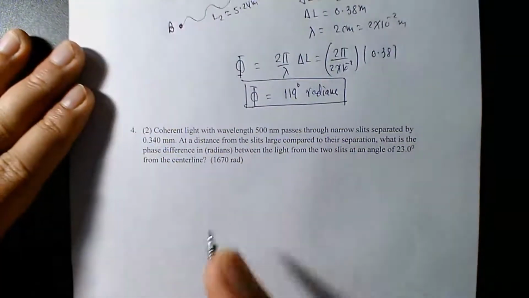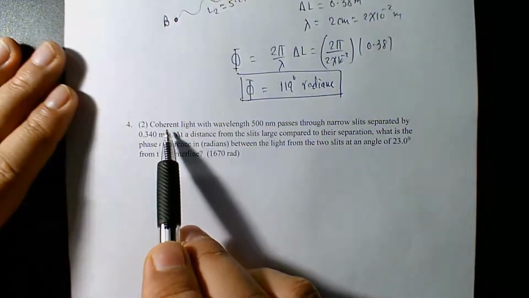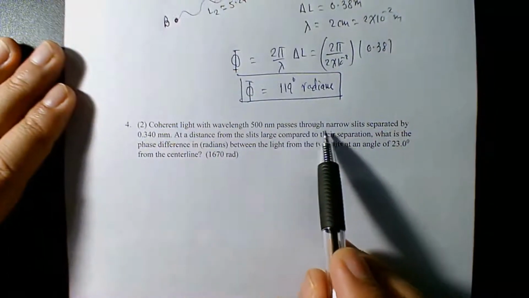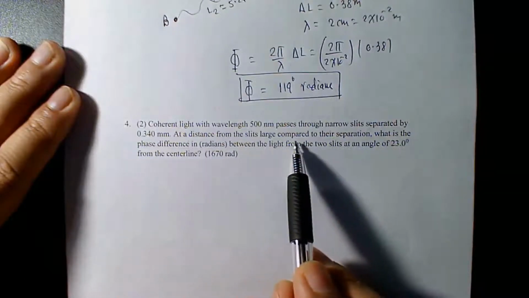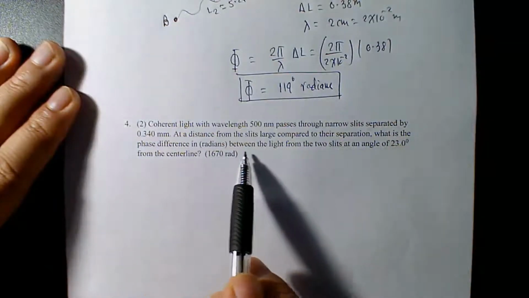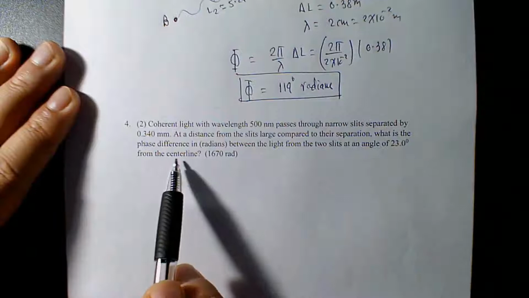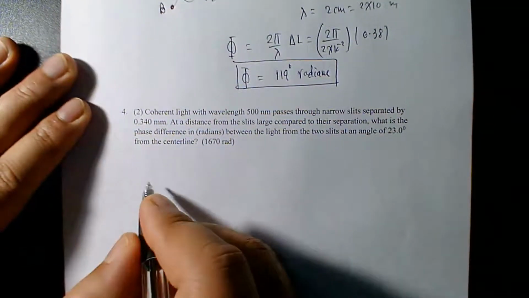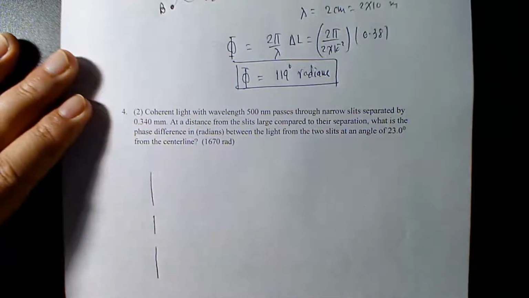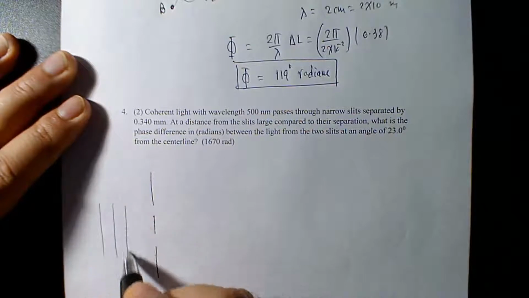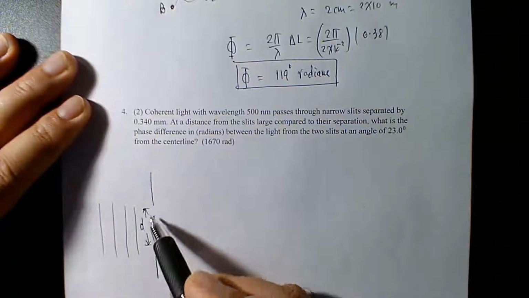Okay, next problem. Now back to optical interference. Coherent light with wavelength 500 nanometer passes through narrow slits separated by 0.34 millimeter at a distance large compared to the slit separation. What is the phase difference in radians between the light from the two slits at an angle 23 degree from the center line? So what it is saying is you have a double slit, because in order to see optical interference, you need a double slit. Then you shine a laser light or any light waves, and this is called the double slit separation d.